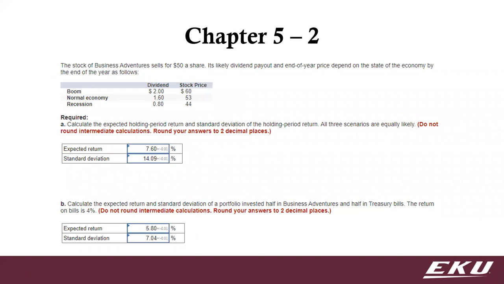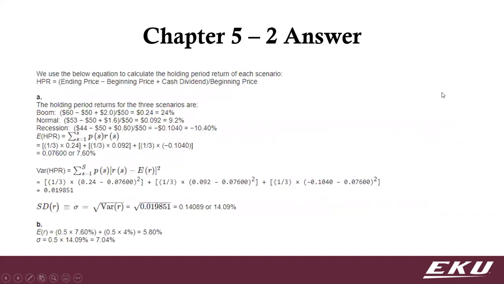5.2 is also a problem where we're looking to calculate what the expected return is and then what the standard deviation is. These were all equally likely, so the probability is 1/3 for each. That's why you see the probability of 1/3 in here. They're all equally likely.